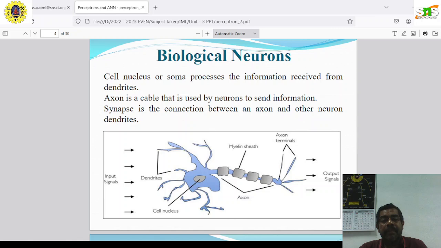We also have the myelin sheath. This myelin sheath plays an important role in generating these signals and transferring them to other neurons. The synapse is the connection between an axon and the other neuron's dendrites. This is an important communication parameter that happens in actual neurons.